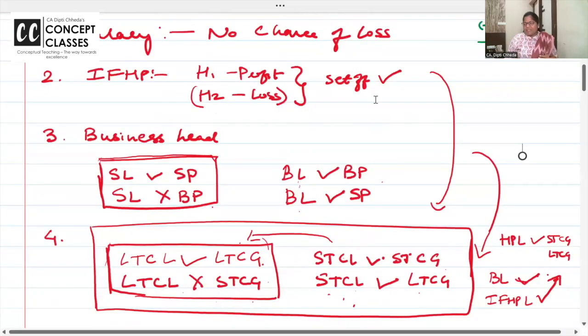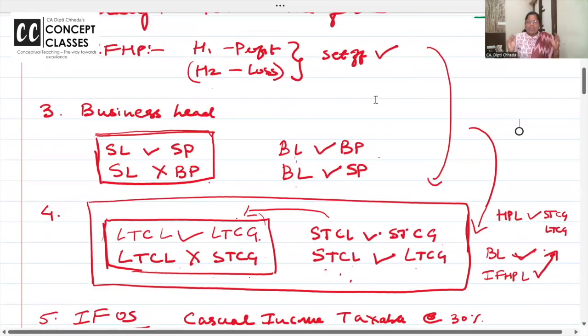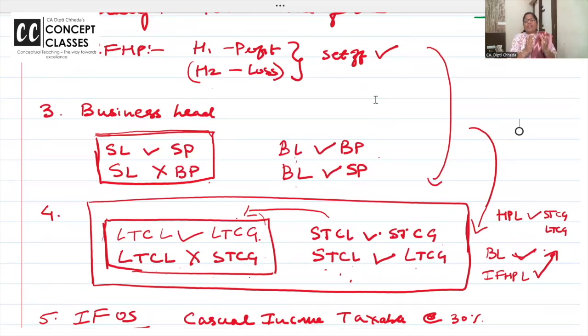Now come to business loss. Here, two types of profits and losses are there, speculative and non-speculative. Please go and check the first page of your DT compiler for the business head. There I have given you what are speculative incomes. So speculative business income and loss you keep separately, and non-speculative or normal business income and loss you keep separately.